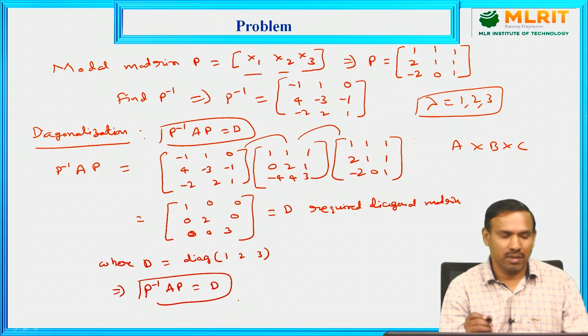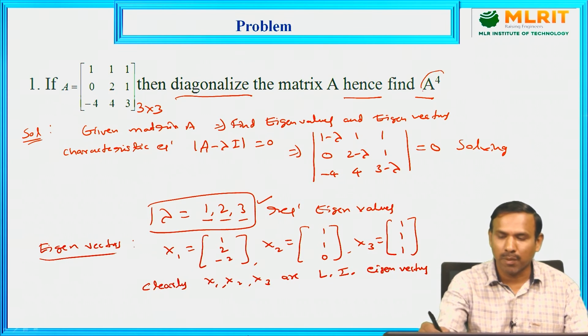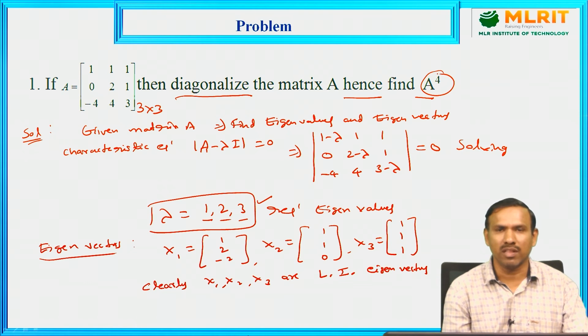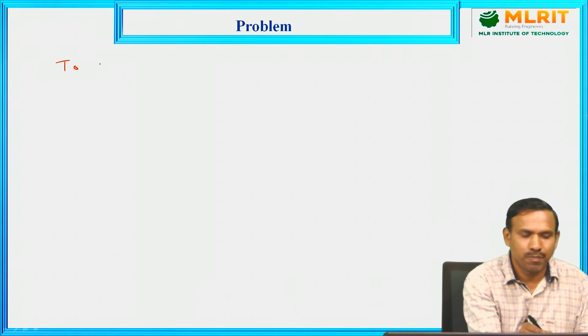And the second part of the question, from this diagonalization procedure, is asking to find A power 4. What is it asking here? A power 4, a higher power. We need to find A power 4 using this diagonalization. Let us find A power 4.